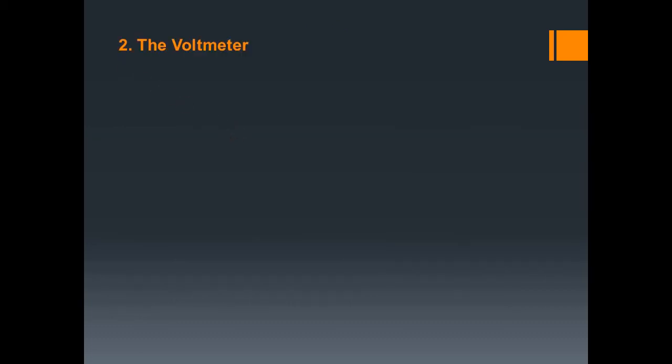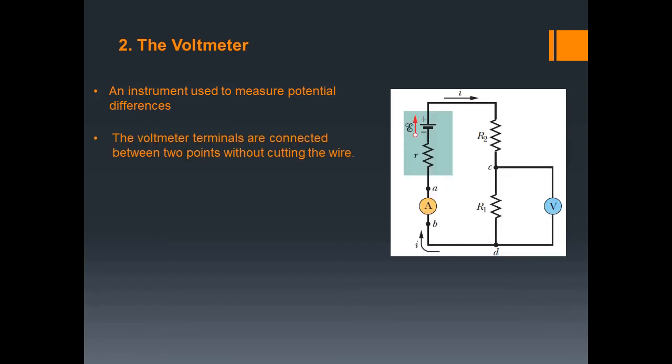The next is the voltmeter. It is an instrument which is used to measure potential differences. For example, you see here, this is again the same circuit. If you intend to measure the potential difference between these two points C and D, or in other words across R1, then we connect the voltmeter to these two points. One terminal is connected to point C, the other terminal is connected to point D.